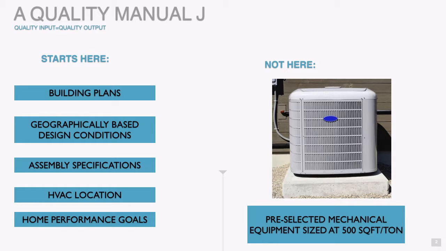So we want to make sure that that's what we're starting with, and not sizing our equipment based on an estimated, you need about a ton for every 500 square feet. That used to kind of work, and sometimes it still does, but we don't recommend it.